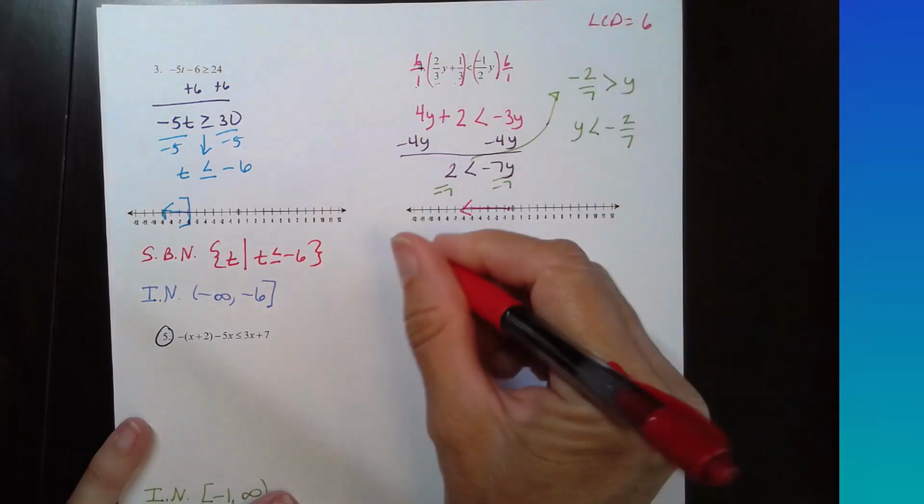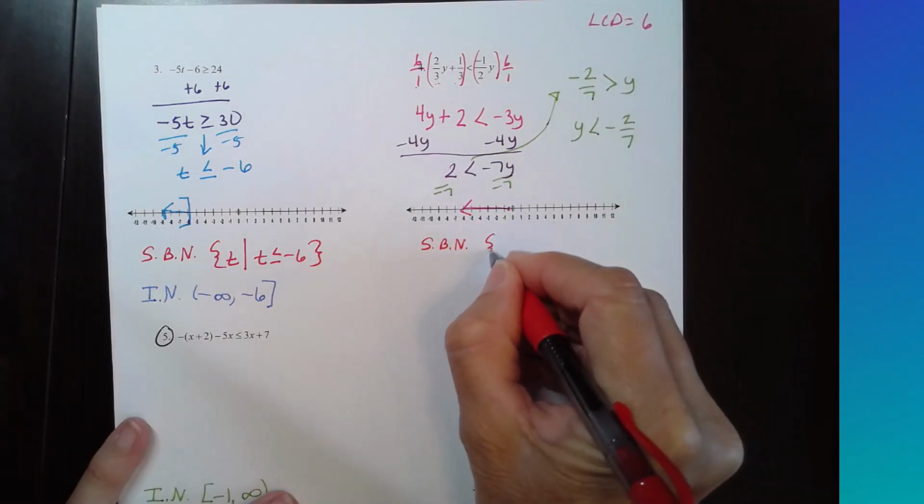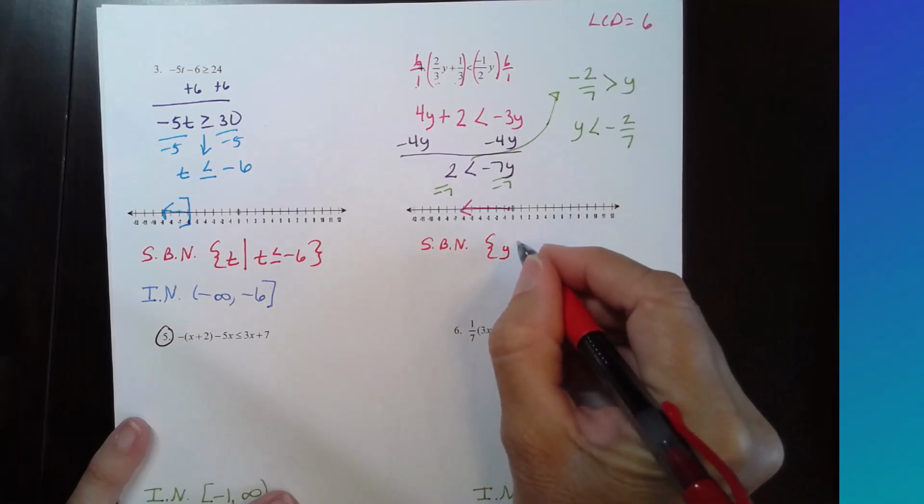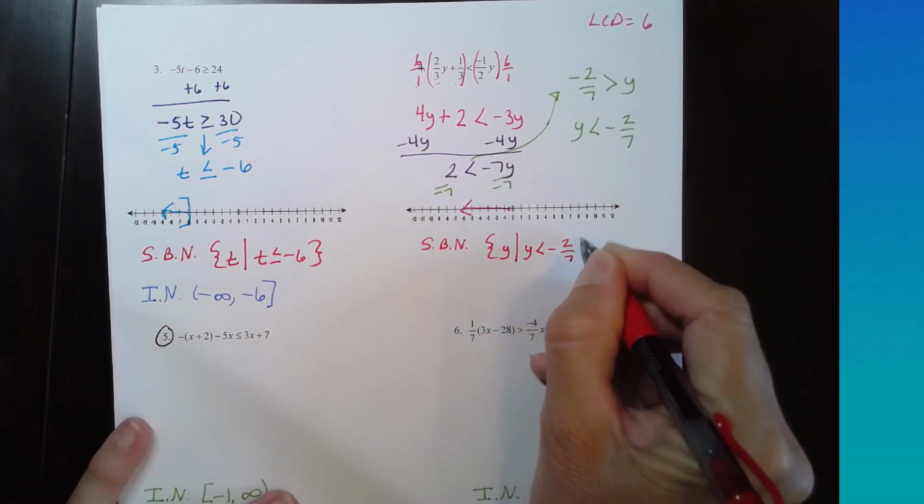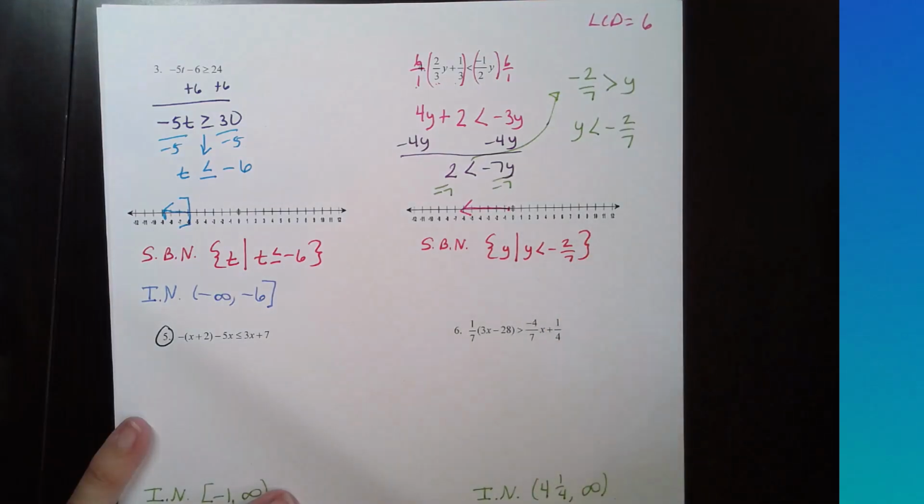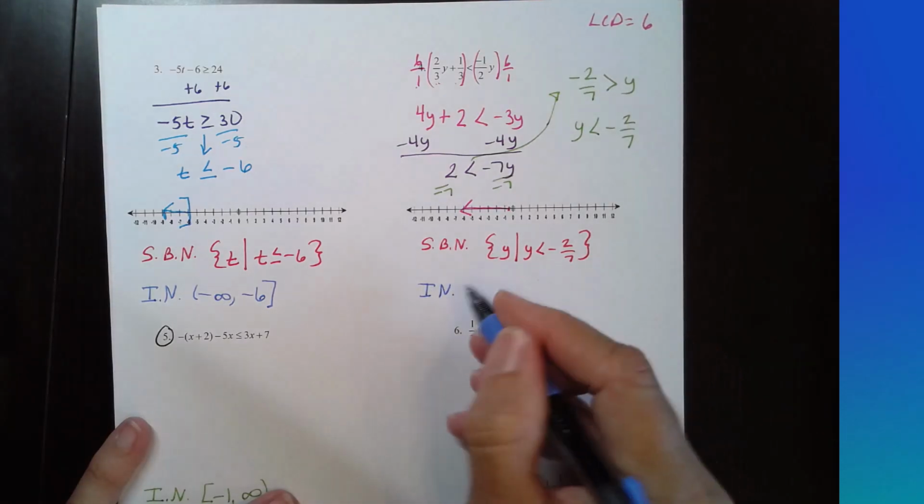So now we need to do interval notation and set builder notation. Set builder notation says the set of all, we use the variable y, draw your line down such that y is less than -2/7. And then for interval notation, again, we want to go from smallest number to largest number.